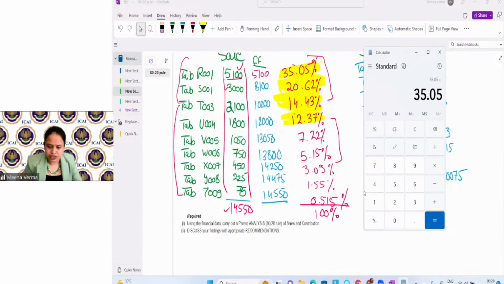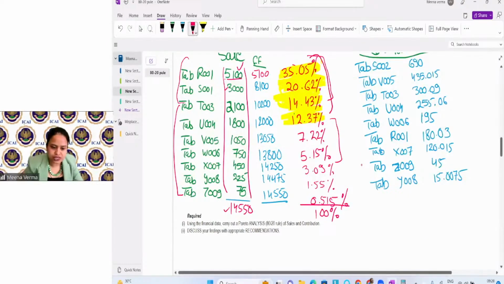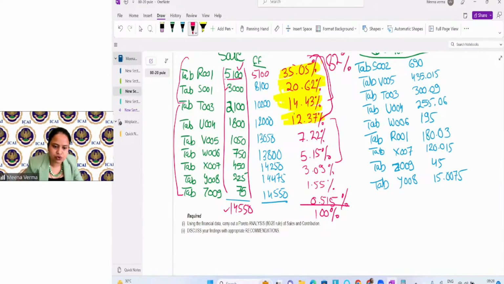35.05 plus 20.62 plus 14.43 plus 12.37. So you can see 82% sales. The company is deriving 82% sale from these 4 products.